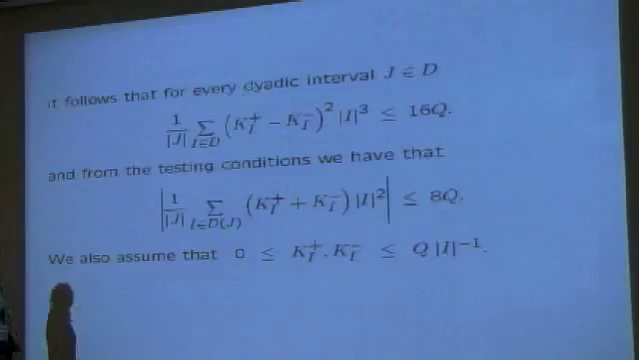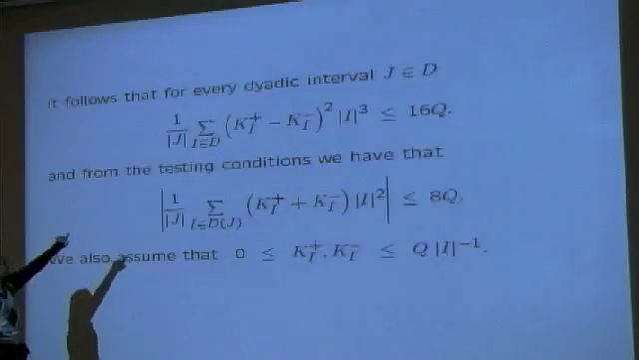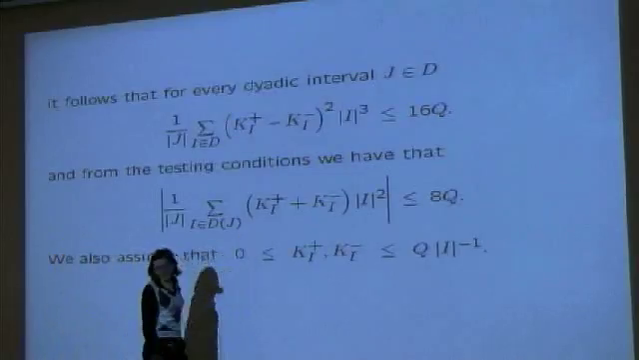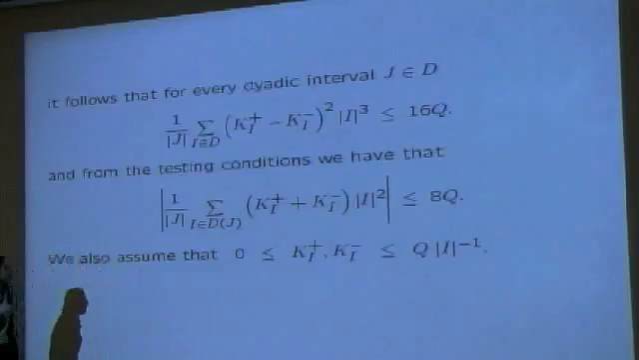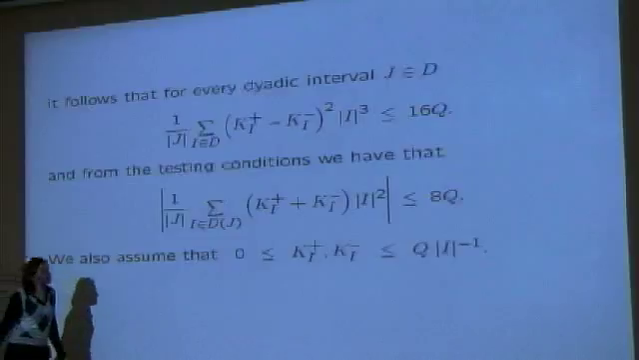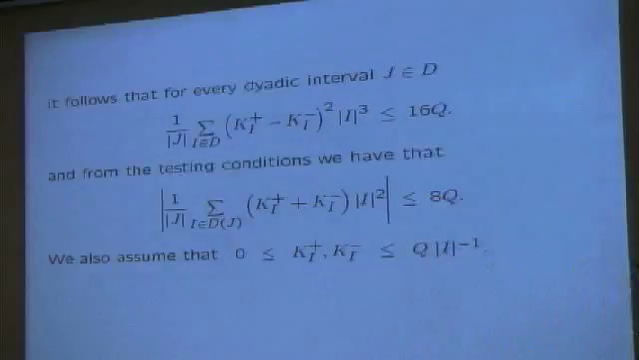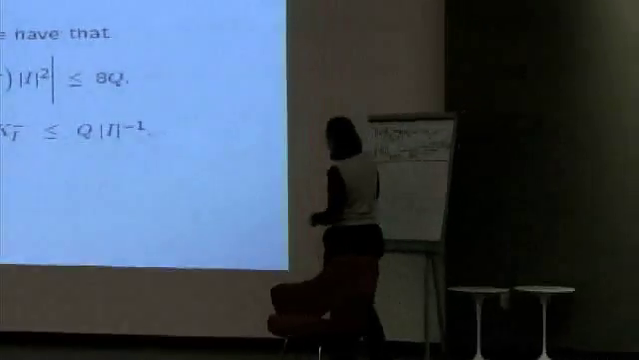All right. In about the same way, we get, simpler, that from the testing conditions we obtain this bound for k_I plus k_I minus times the length of I squared. And let me put this thing on the blackboard. Let's see, on the white thing. So what do we know about the coefficients k_I?